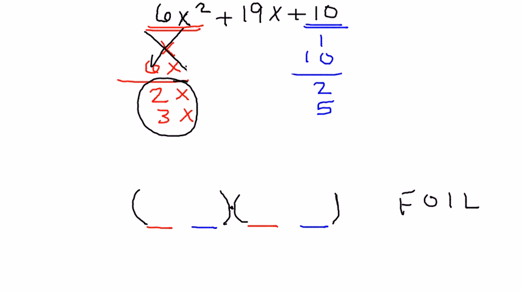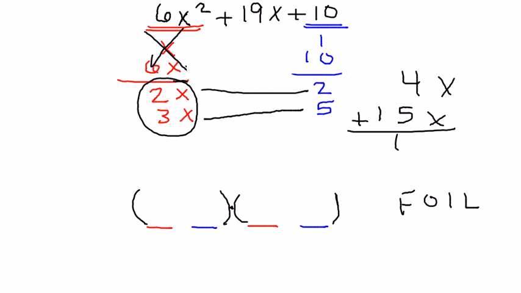And remember, I'm looking for products that will make 19. I think I see it. I'm looking straight across right here. I'm seeing 3x times 5, which is 15x. And then I see a 2x times 2, which is a 4x. And 4x plus 15x is 19x. I did it. Okay. Well, almost.